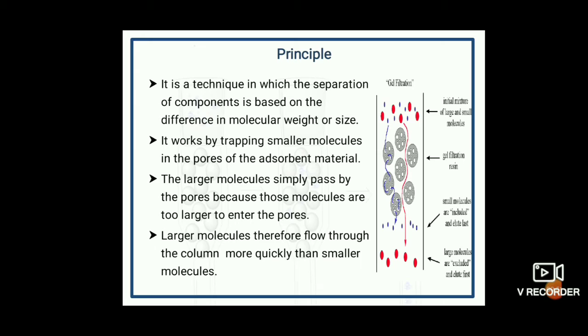Principle: in this technique, separation is done on the basis of size or molecular weight. This differs from other separation techniques which depend upon chemical or physical interaction to separate analytes. It works by trapping smaller molecules in the pores of the adsorbent material. The larger molecules simply pass by the pores because they are too large to enter. Larger molecules therefore flow through the column more quickly than smaller molecules.